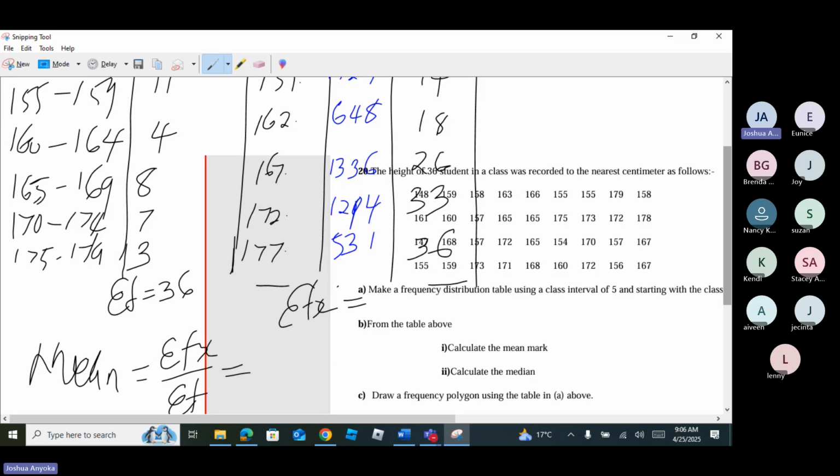Maybe somebody has worked it out. You can unmute and give us the figure. Yes, yes.